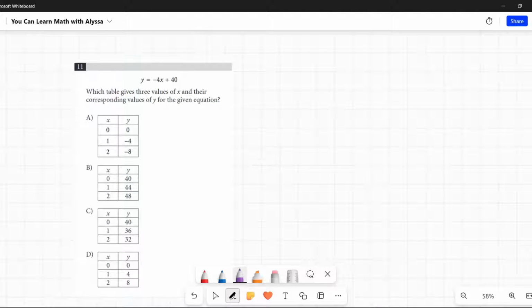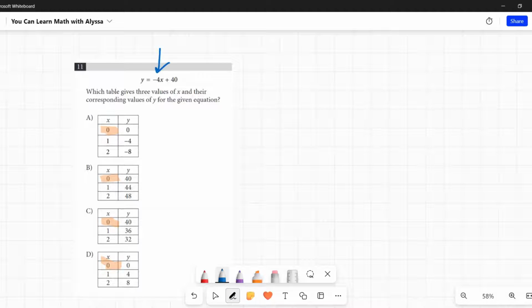On to 11, Y equals negative 4X plus 40. Which table gives 3 values of X and their corresponding values of Y for the given equation? All right, so again, this is one of those, they want you to look at the answers and say which answer is best. Now, if I notice every single one of these starts with 0 and then has 1 and 2. 0 is going to be a really easy number to plug in here, so that's where I'm starting. I'm going to plug 0 in, and that should eliminate some of these options right off the bat.